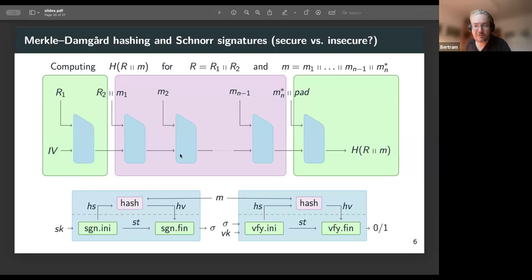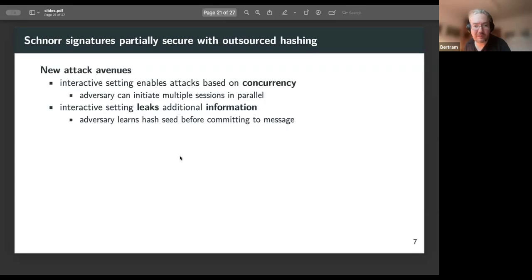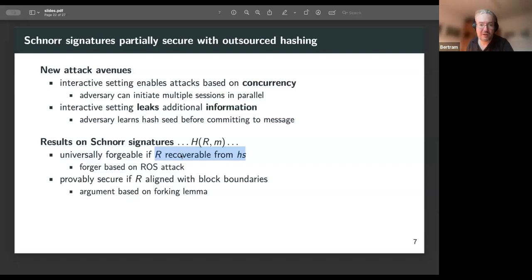Hello? Okay, I had some audio input here. I don't know what this is.